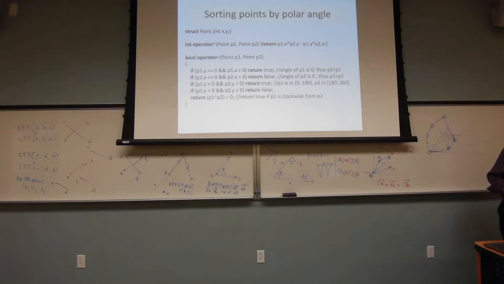After every connection, you have to recompute that. You have to recompute all the angles to all the other points and find the smallest. This is called the gift wrapping algorithm.